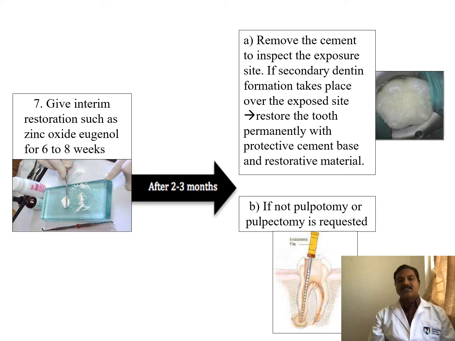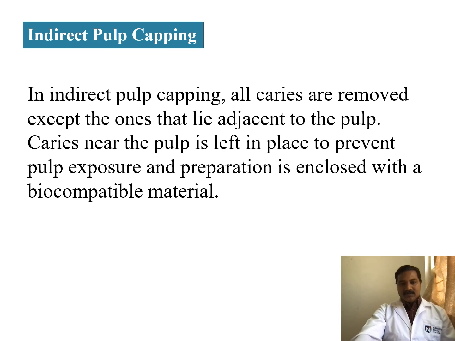If there are no signs and symptoms of pain, fine. If signs and symptoms of pain arise within this period of time, then you can go for pulpectomy. Pulpotomy is not as such advised, because the success rate of pulpotomy is less. Pulpotomy is only removal of the superficial layer of the pulp, 1 to 2 mm, followed by placement of medicament. The main purpose of direct pulp capping is that you try to form reparative dentin. Reparative dentin is formed there.